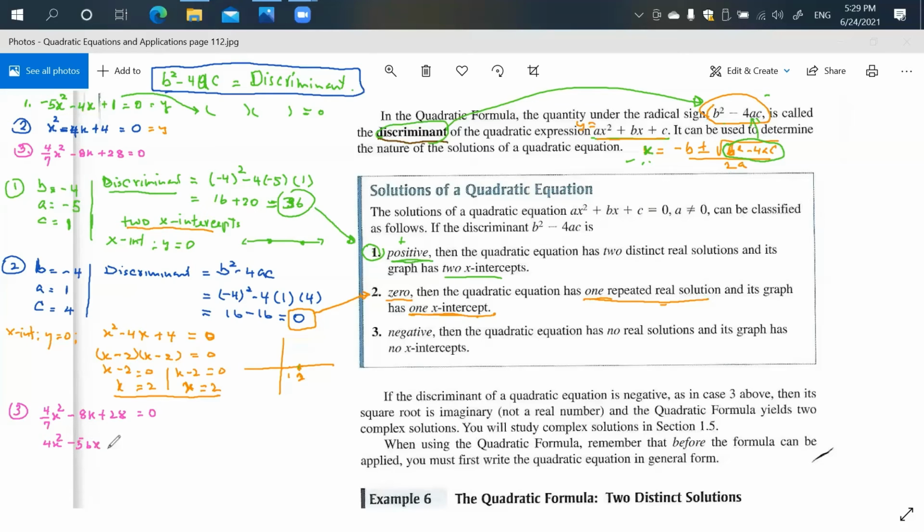56x plus 28. 28 times 7, right? We're gonna have 196 equal to 0. Okay, then you can factor it. So after this, you can factor it.